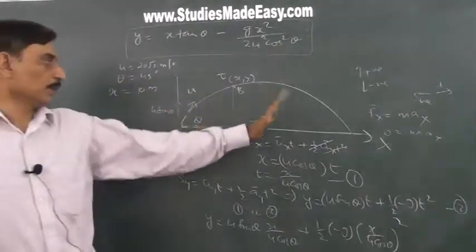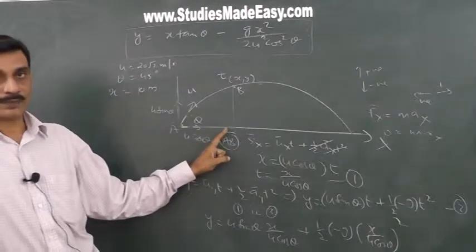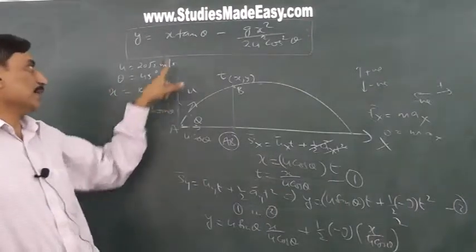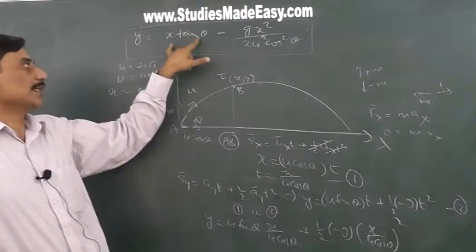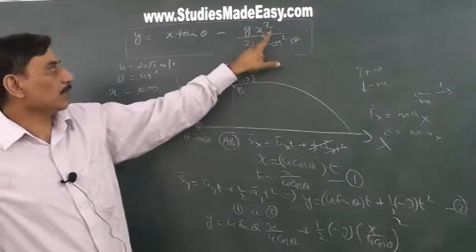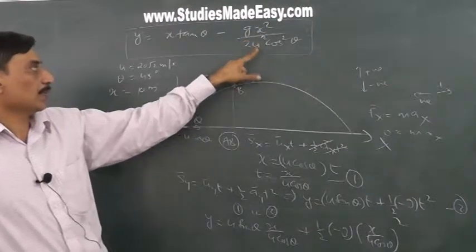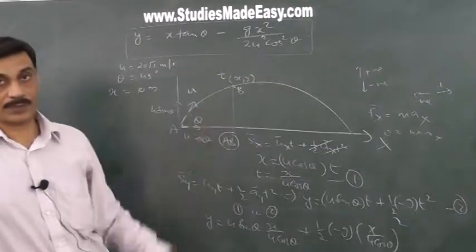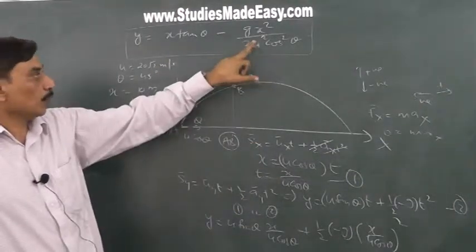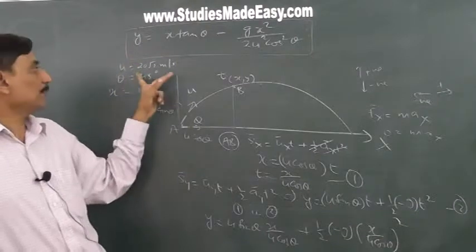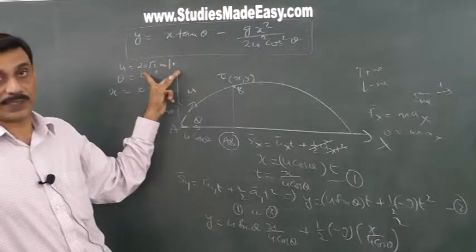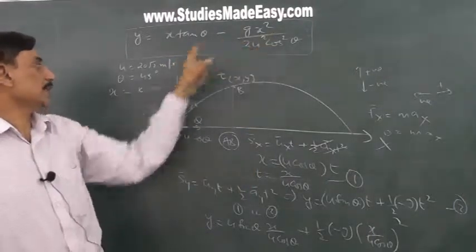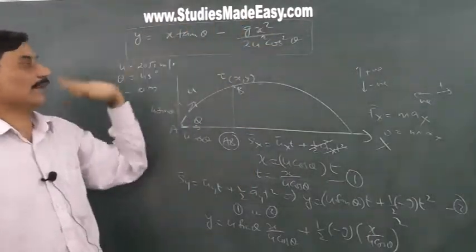When the body has moved 10 meter forward, what is the height? I am bothered with the y coordinate. So I put the value of x as 10, theta is known so tan theta is known, g is known, x square is known, u is known. Please understand over here, u is the value 20 root 2. Do not once again break it into components. The value of u over here, you will not put 20 meter per second, but this whole value 20 root 2 meter per second. In u square cos square theta, theta is known, so you will get the value of y.